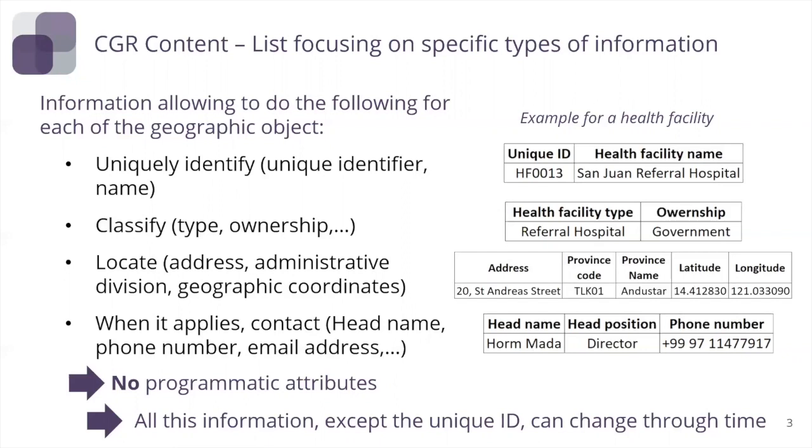The first important point to emphasize here is that the CGR focuses on the geographic objects. As such, it does not include any programmatic attributes, like for example, malaria prevalence or population. Such programmatic attributes are meant to be handled by other information systems managed by the entity in charge of this information, and ideally plugged to the CGR for synchronization. The second important point is that all this information, except the unique identifier, which should ideally remain the same, can change through time. Such changes are therefore being captured in the CGR.